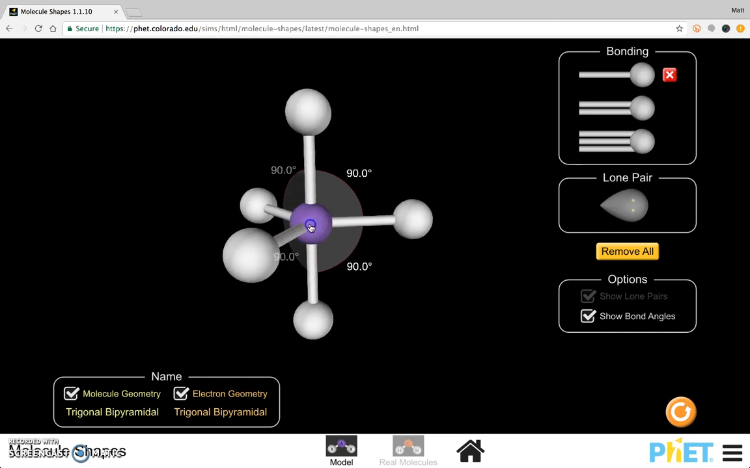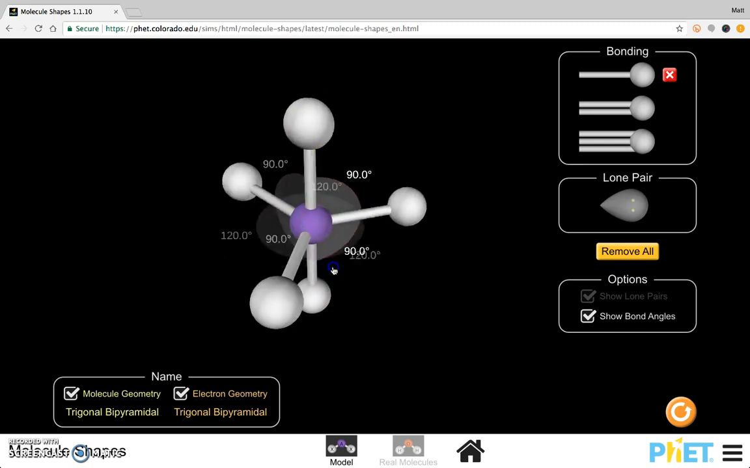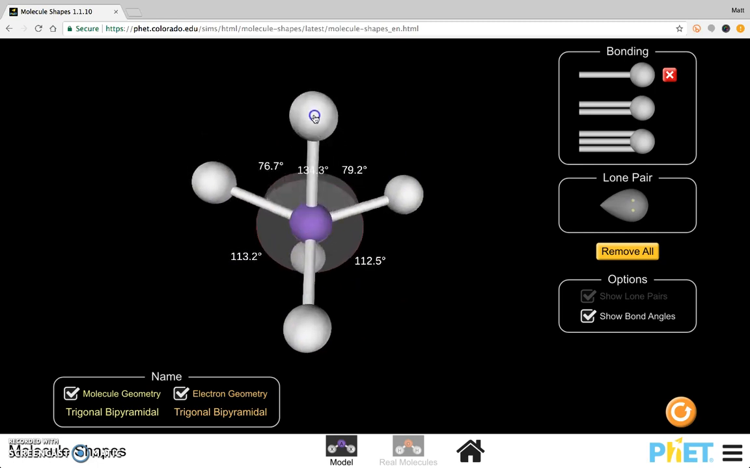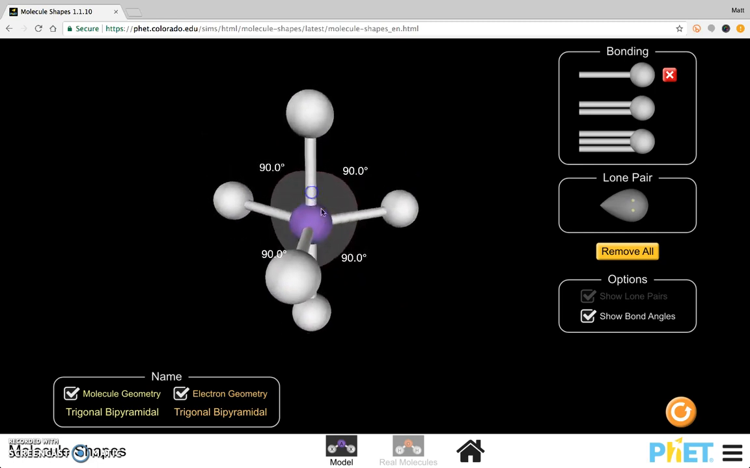Now we actually have 2 bond angles with this molecule. We have a 90 degree angle between the axial bonds. And then if we rotate the molecule, we can see that there's a 120 degree bond angle between the equatorial bonds. Axial and equatorial are just ways that we distinguish between the different bonds on the molecule.